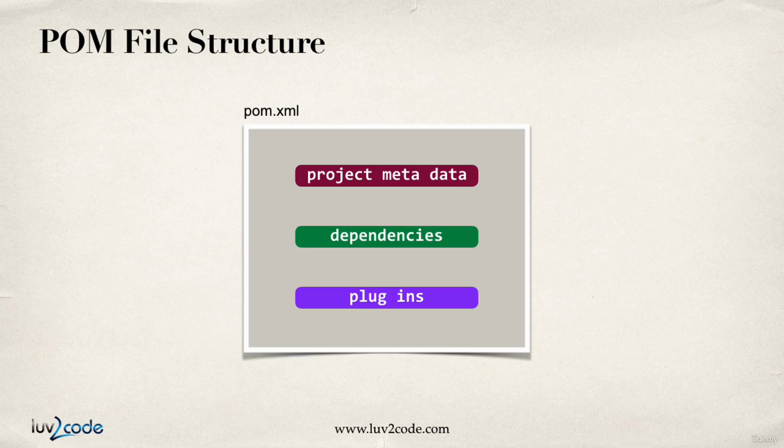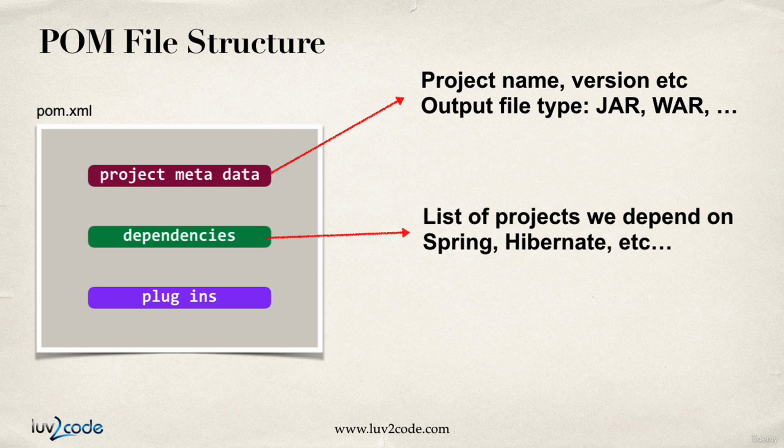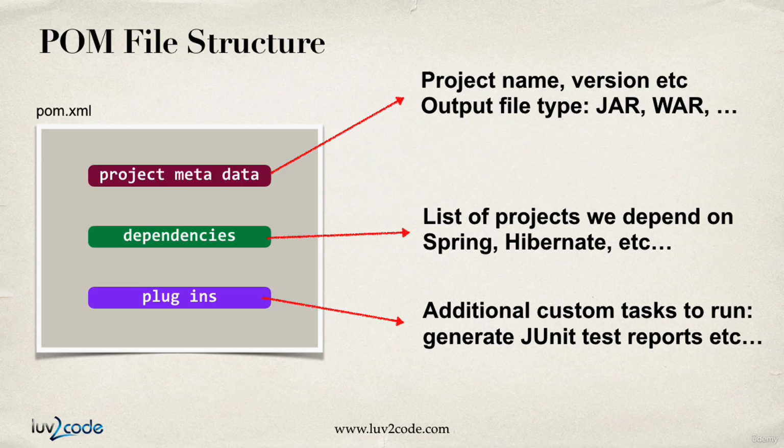Now let's look at the POM file structure. So basically you'll have the project metadata, you'll have a list of dependencies, and you'll have a list of plugins. So the project metadata is basically information about your project, like the name of your project, which version number, and also the output file type, like jar file, WAR file, etc. The dependencies basically tell it, hey, this is the list of projects that we depend on. So if you depend on Spring or Hibernate or JSON, you'll list those dependencies there. And then also you'll have a list of plugins. So these are like additional custom tasks to run. So you can use this for generating like JUnit test reports and so on.